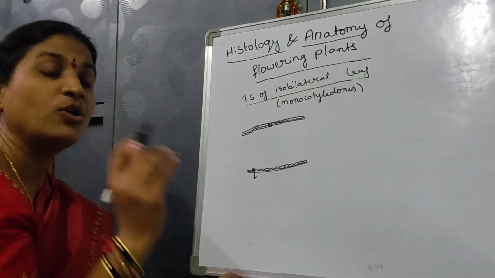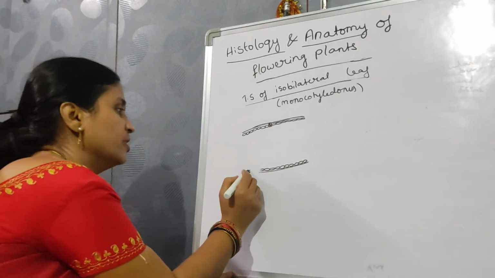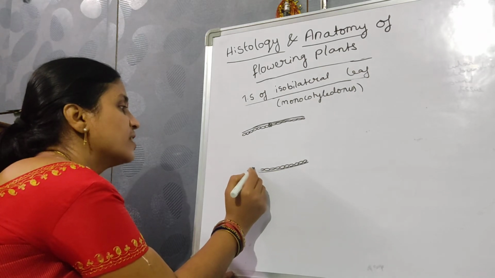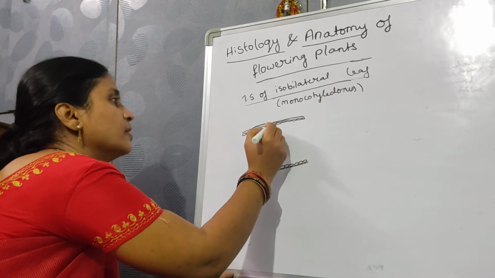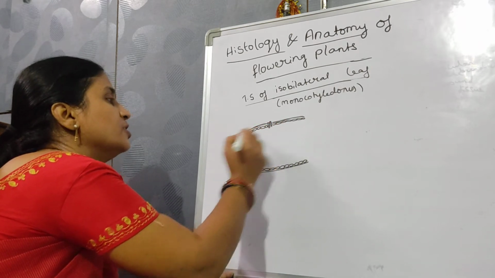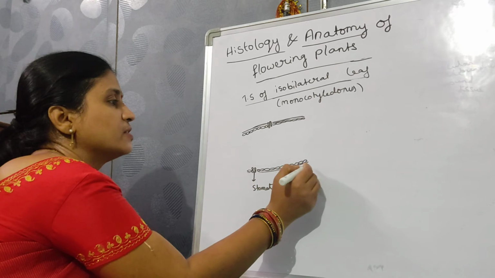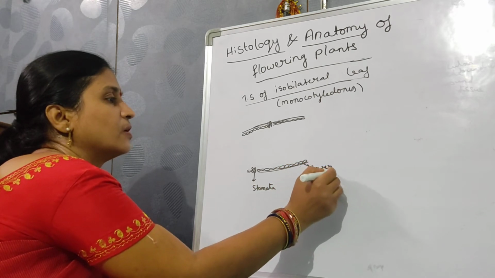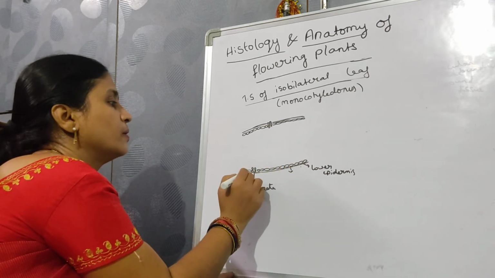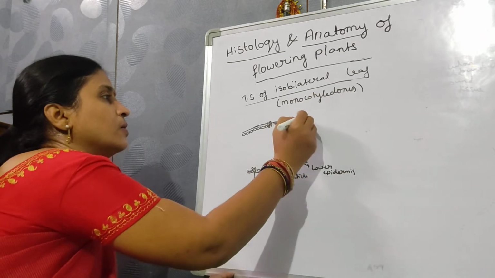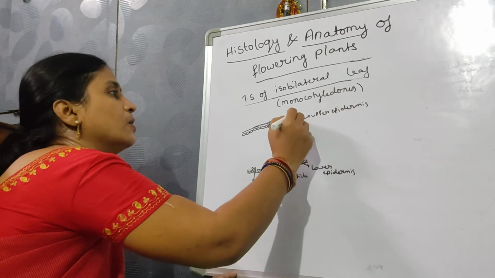Here the guard cells are not bean shaped, they are dumbbell shaped. Remember that thing. Dumbbell shaped. Okay, the stomata. This is the lower epidermis. This is the cuticle. This is the upper epidermis. Cuticle.